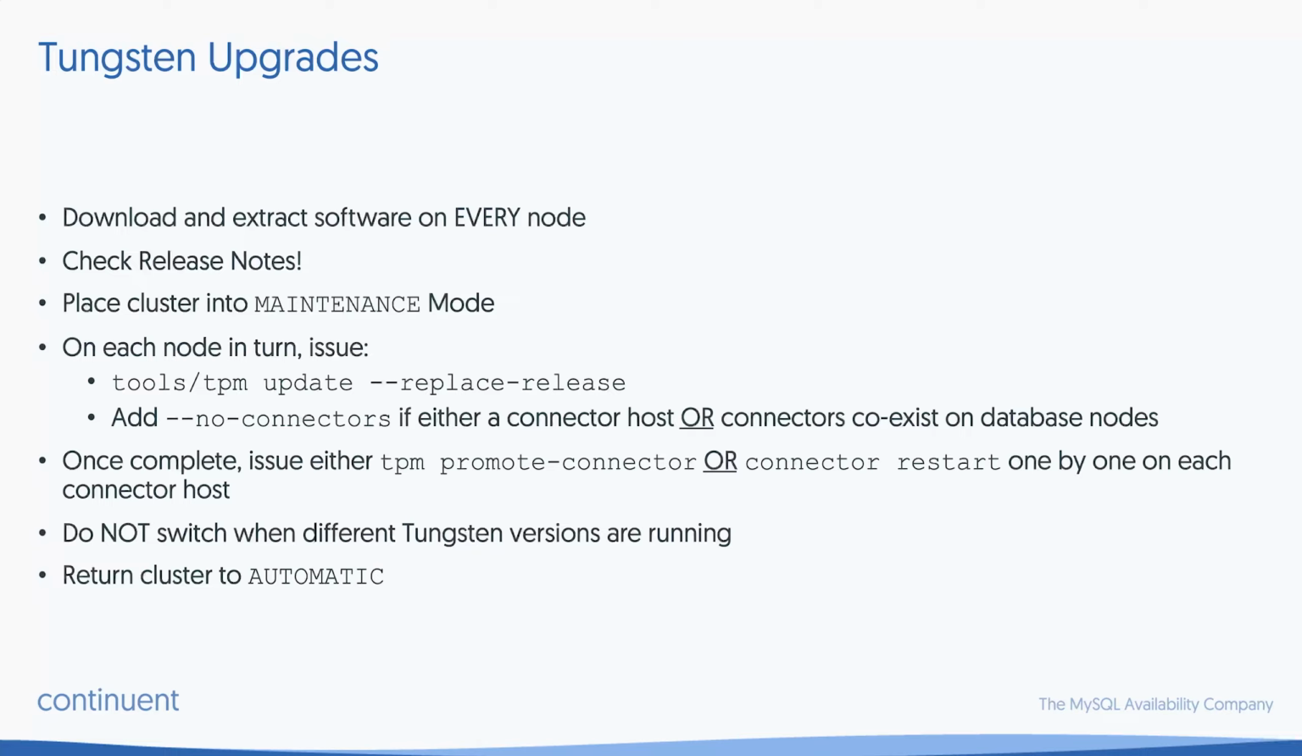What will happen is the update will upgrade the software for the connectors, but it won't restart the connectors. Restarting the connector is the only point at which it could cause interruptions to your applications because connections may be terminated. So this will be a two-step process. You do the update with no connectors. Then when you are ready and you are able to control that connectivity, you can issue the promote connector or the connector restart to allow those connectors to come online with the new versions of the software.